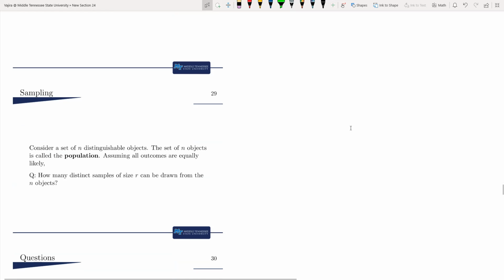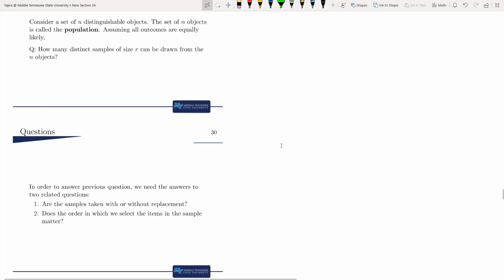So let's consider a set of n distinguishable objects. This set of objects is called the population. Let's say we want to answer: how many distinct samples of size r can be drawn from the n objects? When someone asks this kind of question, of course, we need to know more: whether we are allowed to replace. Is it sampling with replacement or without replacement? Without knowing that, we cannot really answer this question.